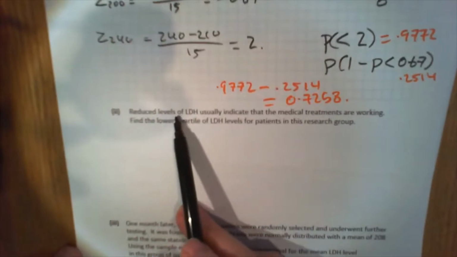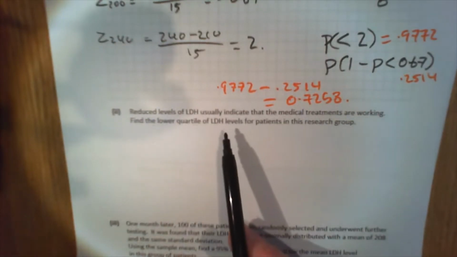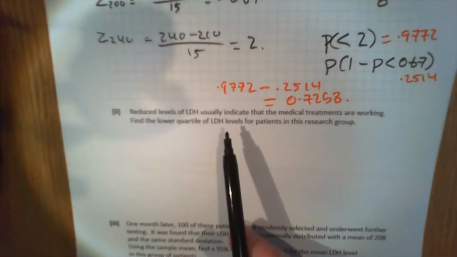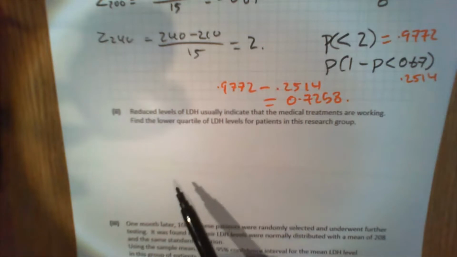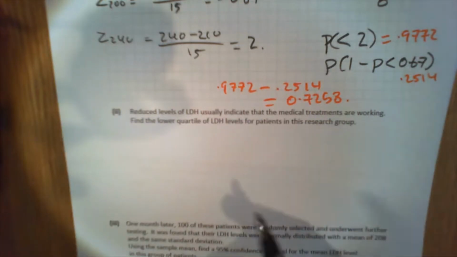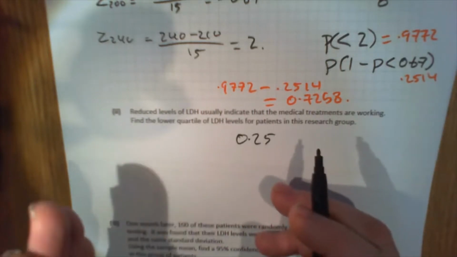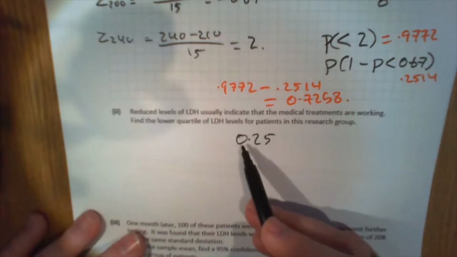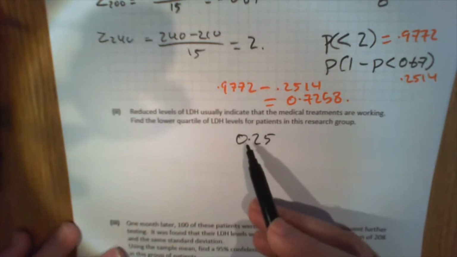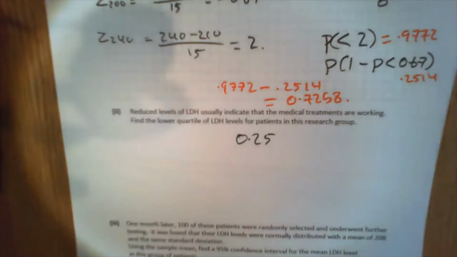Now, reduced levels of LDH usually indicate that medical treatments are working. Find the lower quartile. Ooh, this is one that wouldn't have come up before. Okay, so you want to find the lower quartile. Okay, so the lower quartile is going to be the 0.25 proportion. It's the bottom 25% of people. Okay, so we need to find the Z that represents that. Let me just look it up.